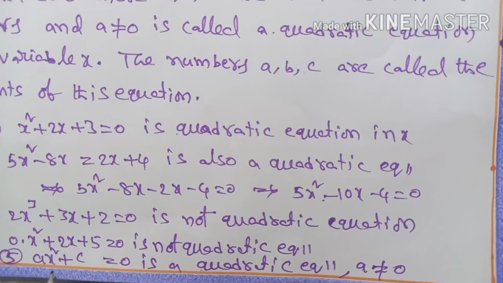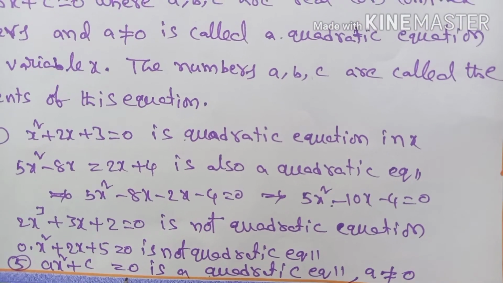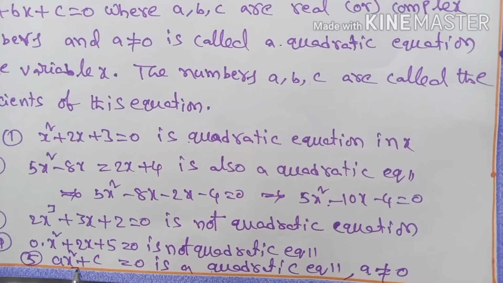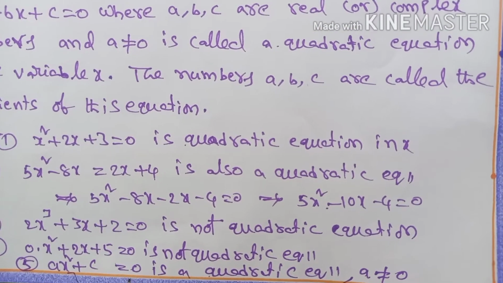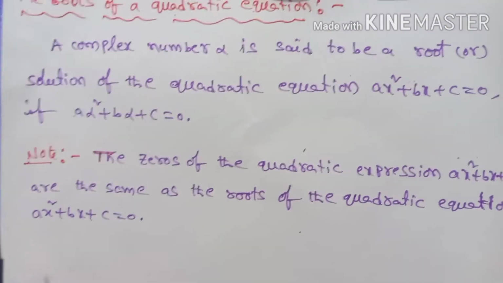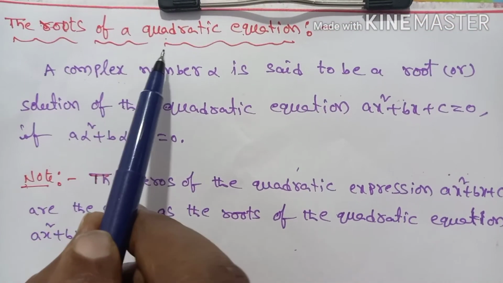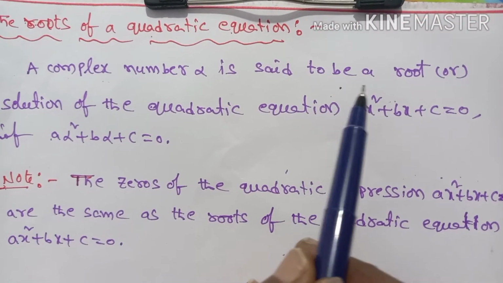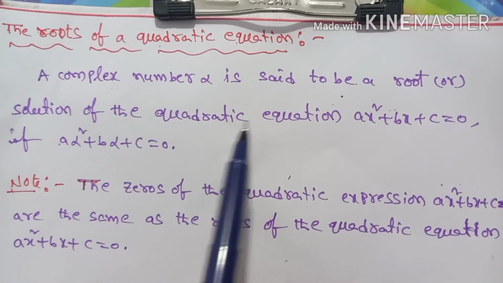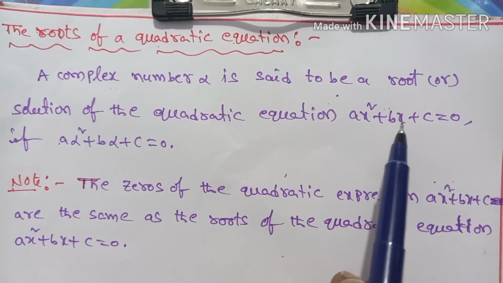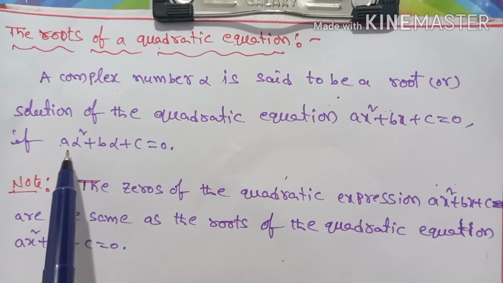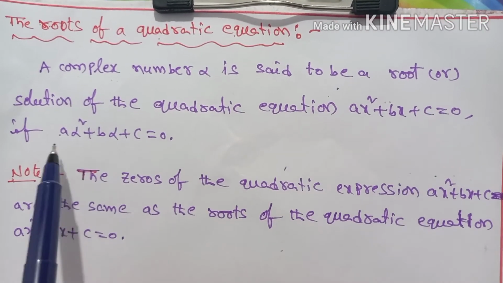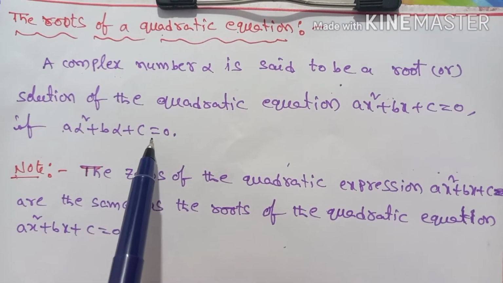Now fifth example, ax square plus c equal to 0 is a quadratic equation where a not equal to 0. Definition of the roots of the quadratic equation: a complex number alpha is said to be a root or solution of the quadratic equation ax square plus bx plus c equal to 0 if a alpha square plus b alpha plus c equal to 0. Alpha is substituted in this equation, you can get a alpha square plus b alpha plus c equal to 0.